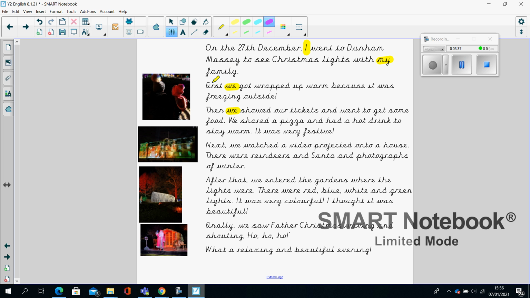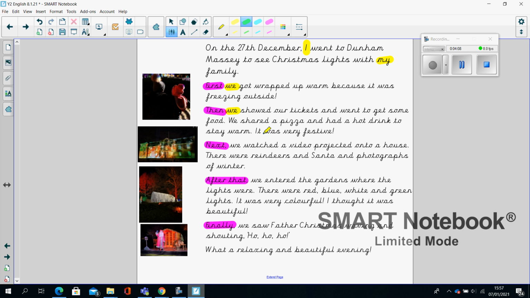Time order, it is written in time order. We've got first, then, next, after that, and finally. So each paragraph, a paragraph is a group of sentences with a line missing between. Each paragraph starts with a new time word. And as you can see, there's lots of different punctuation marks, capital letters, full stops, and exclamation marks on this one. We also have opinion.